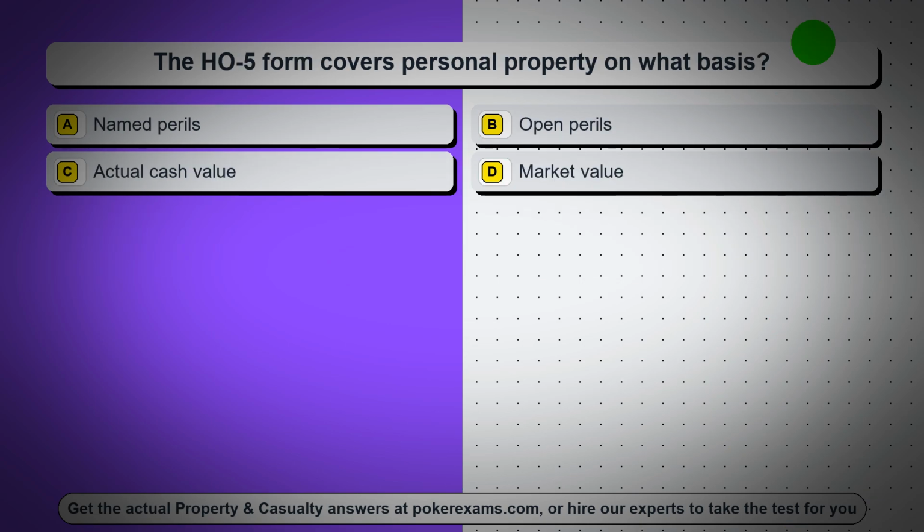Question 26. The HO5 form covers personal property on what basis? Option A.